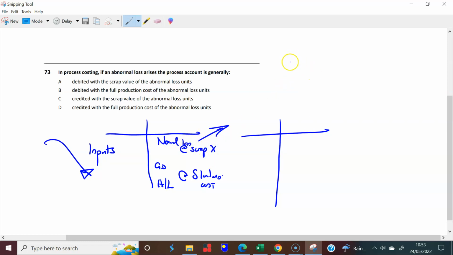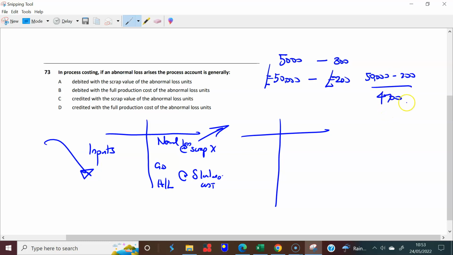If you want to be vertical about this, imagine 5,000 items go into something. We expect to lose 300. So if these 5,000 items are valued at 50,000 and these are valued at, I don't know, £200, then in valuing the remaining 4,700 mugs, the value of those 4,700 mugs would be the 50,000 minus the 200. So we're expecting 4,700 mugs. But what if only 4,500 mugs came out?